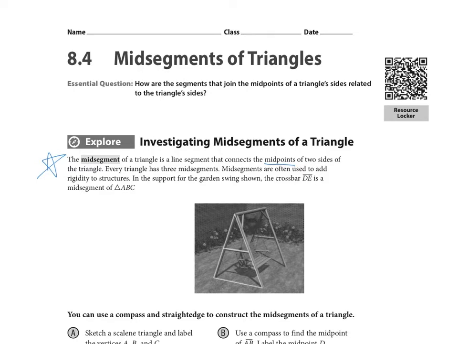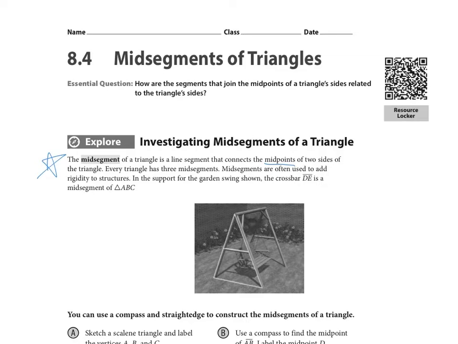And mid-segments, as you can see here, are often used to add sturdiness to structures. So we have a porch garden swing in this picture, but we can also talk about relationships that we can discover between mid-segments and the rest of the triangle's measures. So that's what we're going to be exploring here.